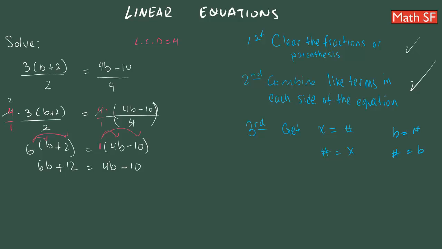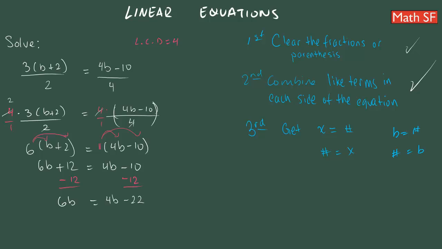So let's move the b's to one side and the numbers to the other side. Let's start getting rid of this number. Minus 12, minus 12. Then we are left with 6b by itself, because the positive 12 and negative 12 go away, and then 4b, negative 10 and negative 12 will give you negative 22.